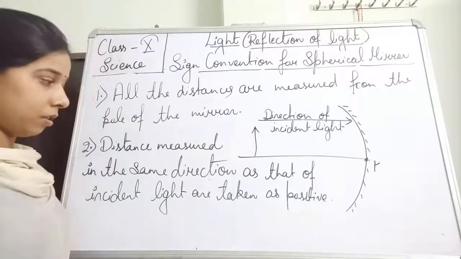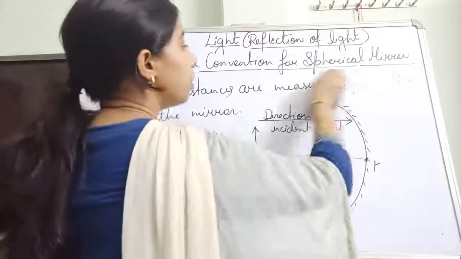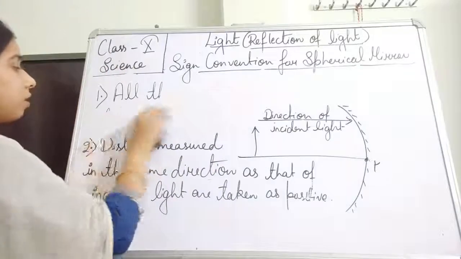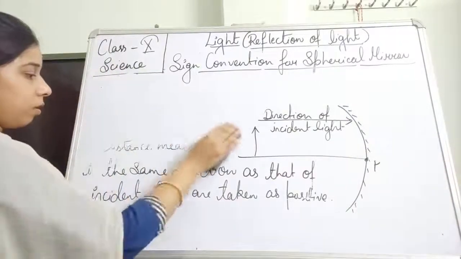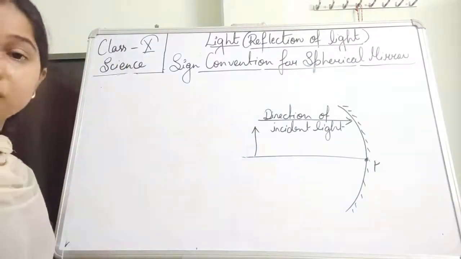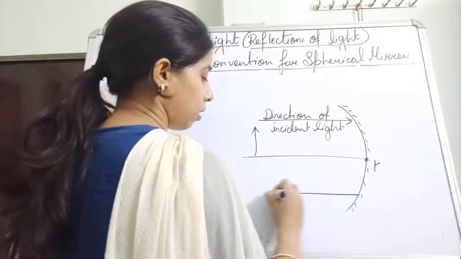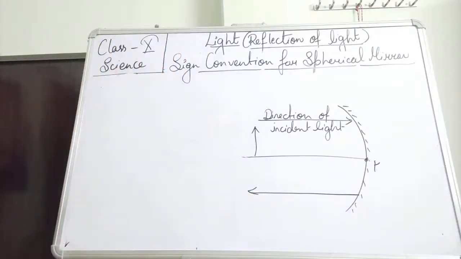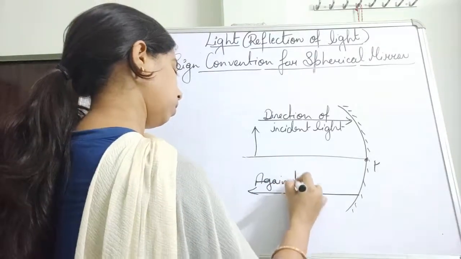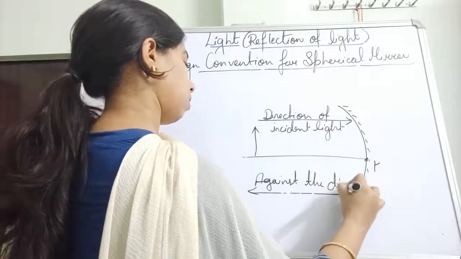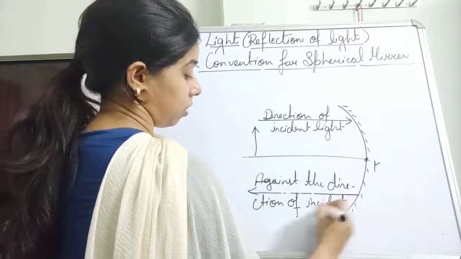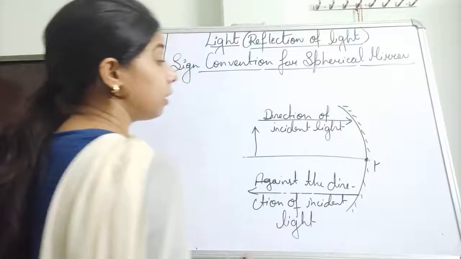But if distance is measured against the direction of the incident light, then it is taken as negative. How? So if this is the direction of incident light, left to right, then the direction against that of the incident light, against the direction of incident light, that is why it is taken as negative.